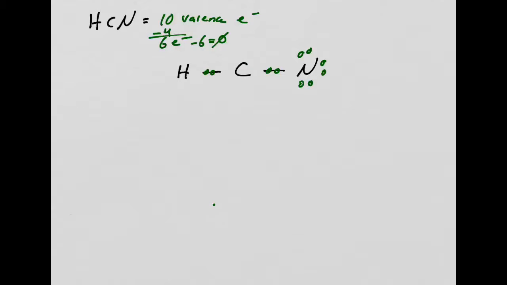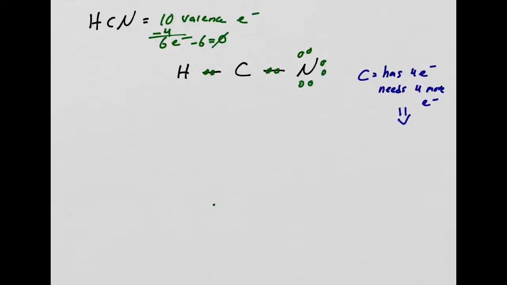Is carbon happy? Carbon is not happy. Carbon has 1, 2, 3, 4. Carbon only has 4. Now, how many more does it need? I'm going to make sure you really understand this. Right now, it has 4 electrons. It needs how many more? It needs 4 more electrons, okay? So carbon has 4 electrons, 1, 2, 3, 4. It needs 4 more electrons.